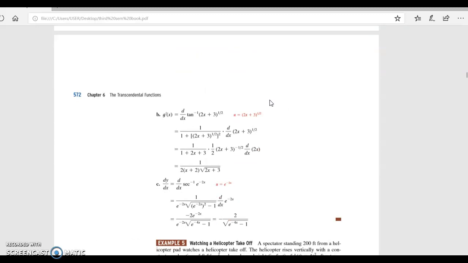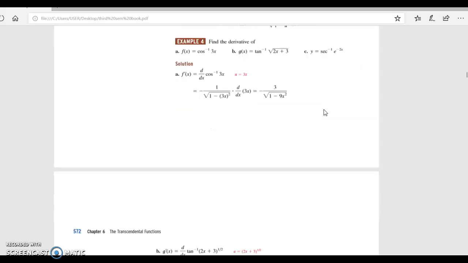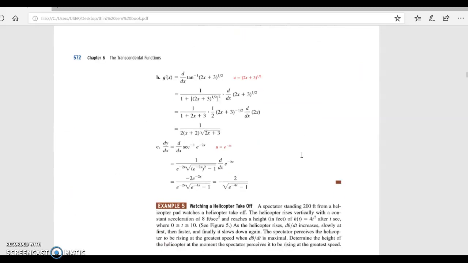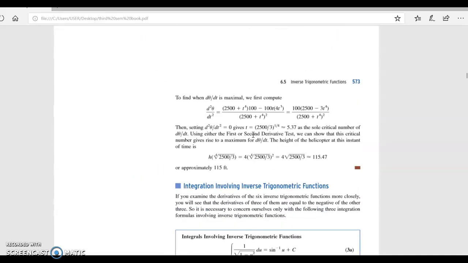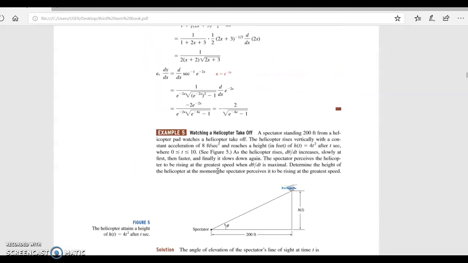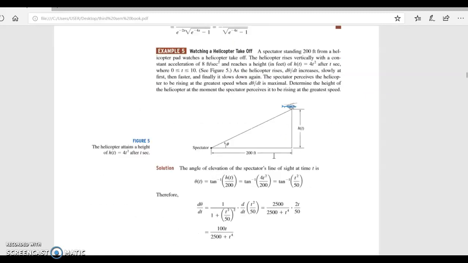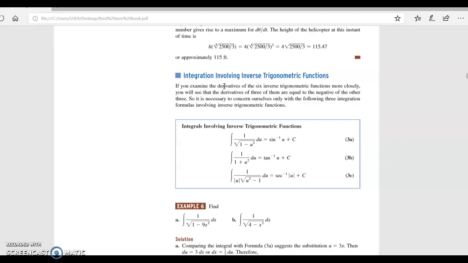Next is the derivative of tan inverse of root 2x plus 3. Please look at these examples also. Example 5 also you have to read. In the next class we will discuss integration involving inverse trigonometric functions.